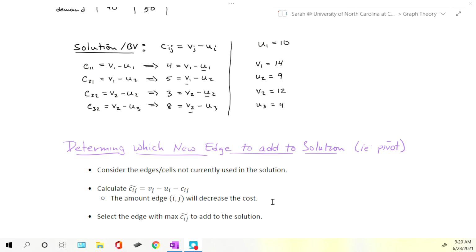You want to decrease or get the minimum cost possible, so once you calculate all of these values that are saying how much your total cost is going to decrease by, you grab the biggest one, and that's going to tell you which cell is going to be included in your new solution. So let's do it.